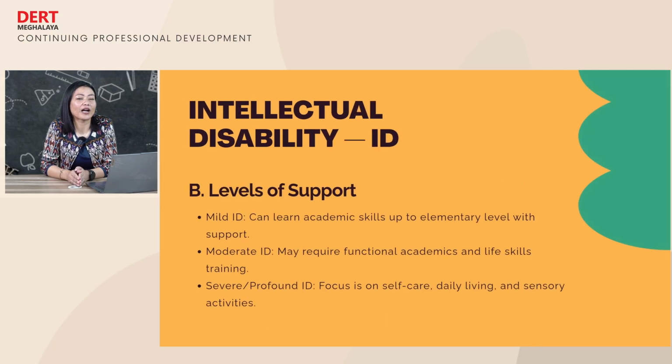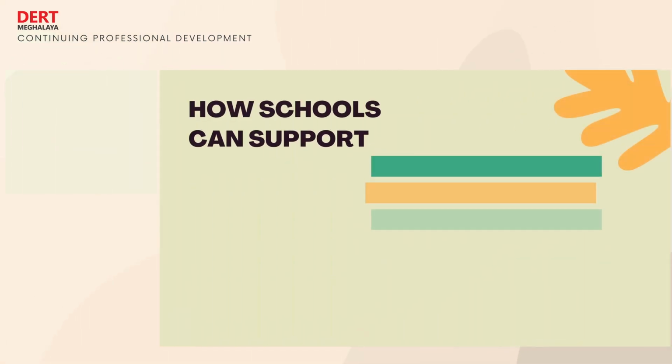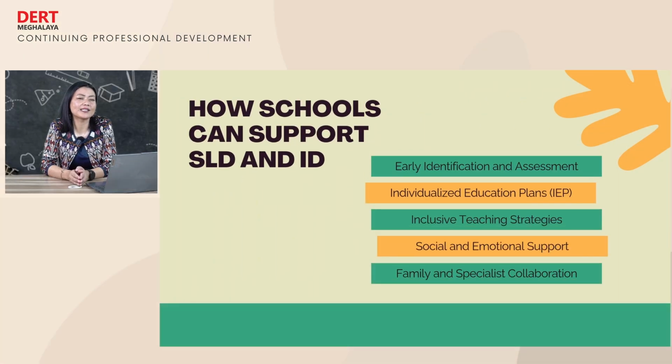The levels of support for ID include mild ID. They can learn academic skills up to elementary level with support. Moderate ID. They may require functional academics and life skill training. Severe or profound ID. They focus on self-care, daily living and sensory activities. Now let us take a look at how schools can support students with ID.